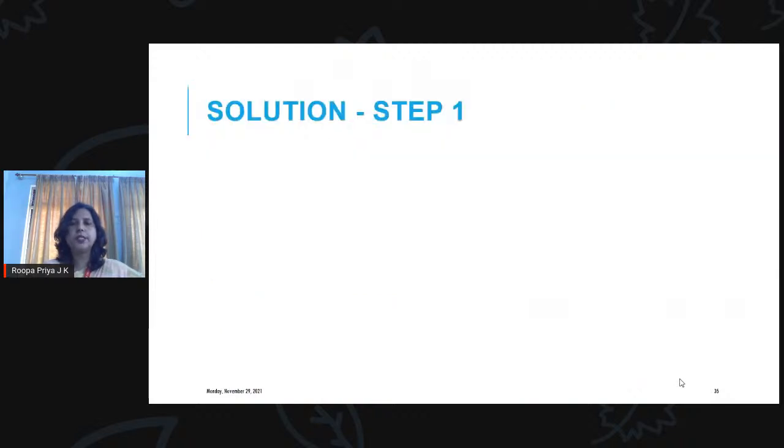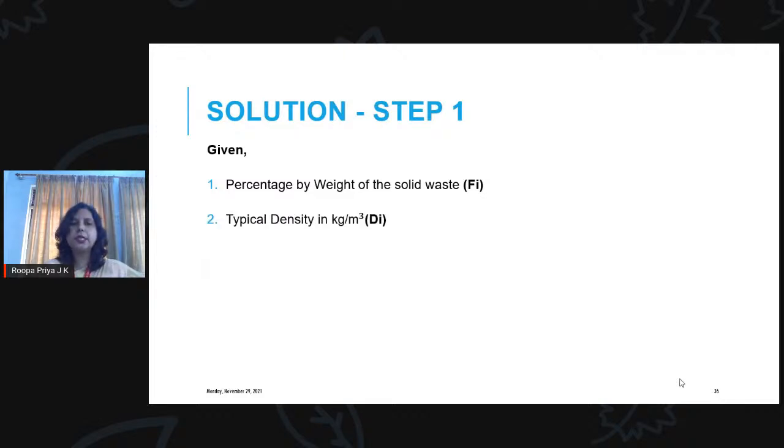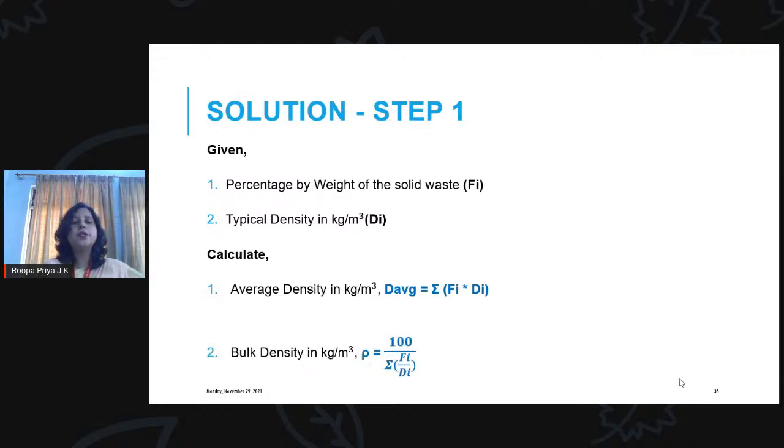So let's see how do we evaluate this. Step 1 is we already have the percentage by weight of these solid wastes, which we can refer to as Fi. We also have the typical density in kg per meter cube. We can refer to that as Di. And now to calculate the average and bulk density, this is the simplest way of calculating. The average density is the summation of Fi and Di, that is the percentage by weight of the solid waste, into the typical density in kg per meter cube. And the bulk density in kg per meter cube is calculated using this formula, where we have the summation of Fi by Di in the denominator, and on the top we have 100.